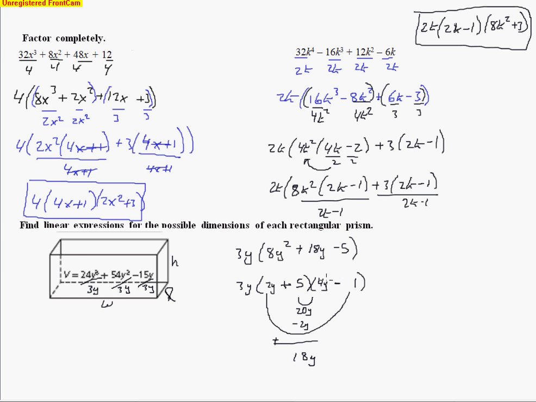So I know I have it now, so the dimensions would be 3y by 2y plus 5 by 4y minus 1. And I don't know what the units are, so I'm just going to put units off to the side of each of these, and then units here. So 3y by 2y plus 5 by 4y minus 1.